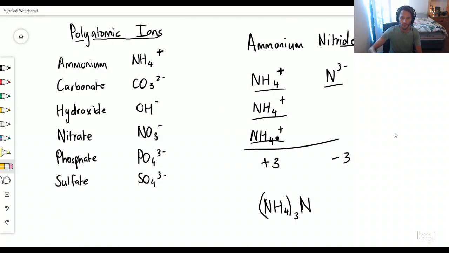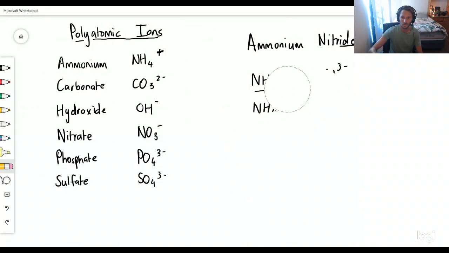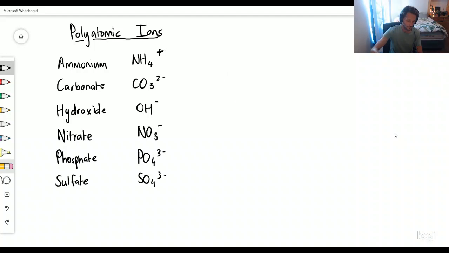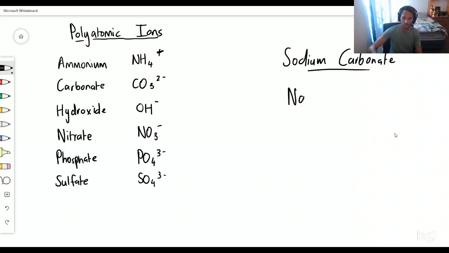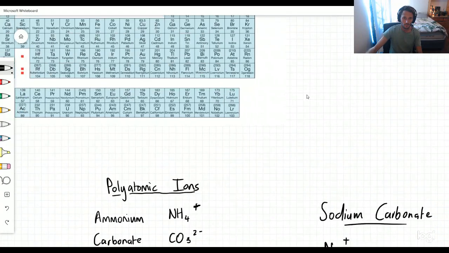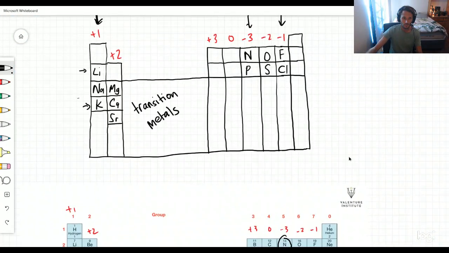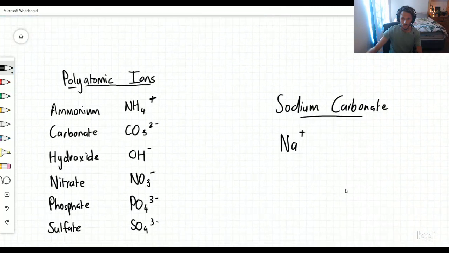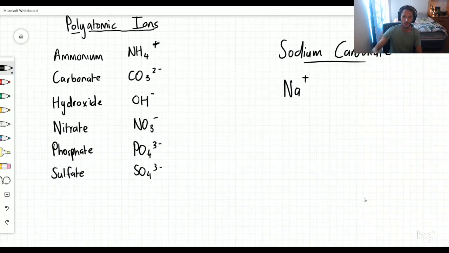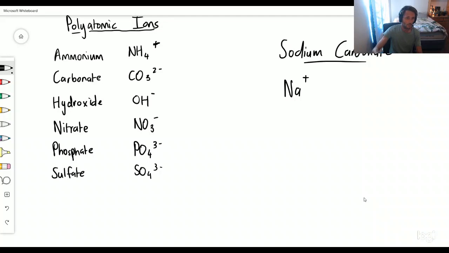Let's try another example. What about sodium carbonate? Okay, sodium carbonate. Remember, sodium is in group 1, so it's got a +1 charge. I can show you quickly, there it is, +1 charge. Carbonate is a polyatomic ion. You just have to be aware of that word carbonate. As soon as you see carbonate, you write CO3 2-.